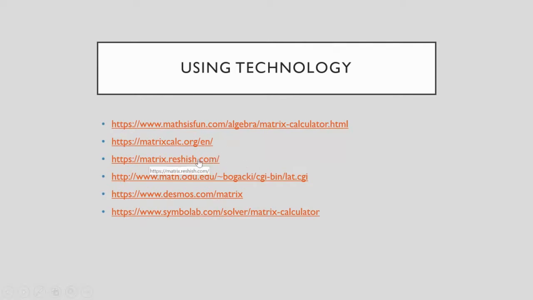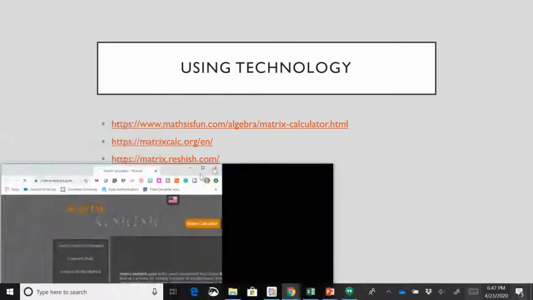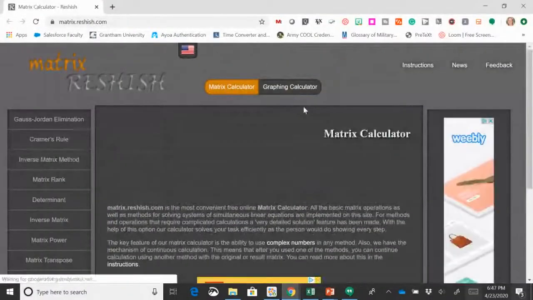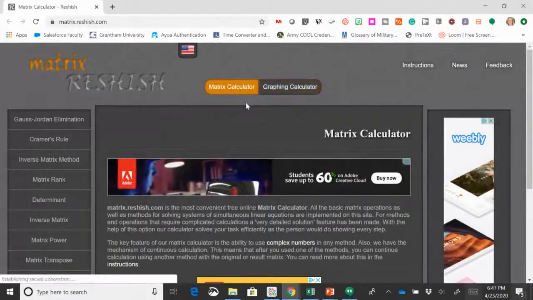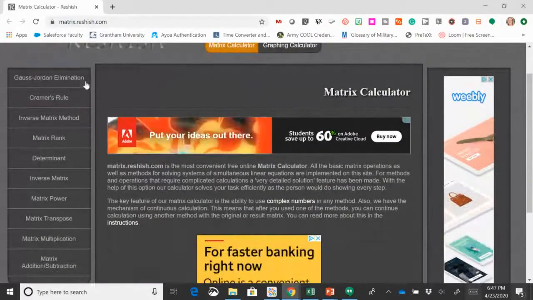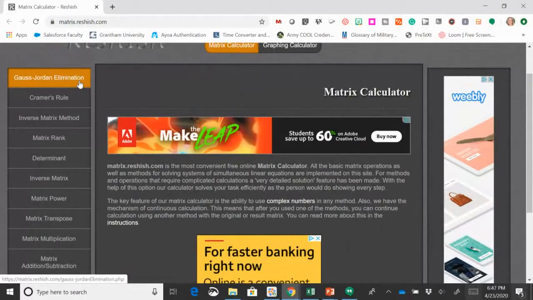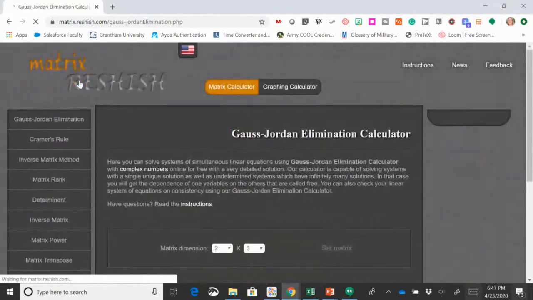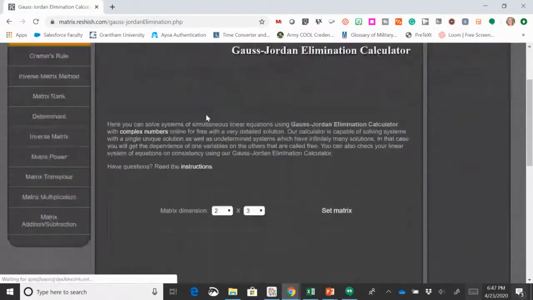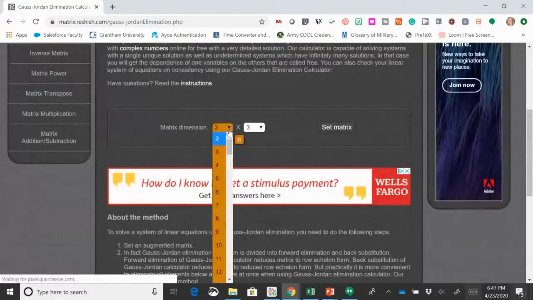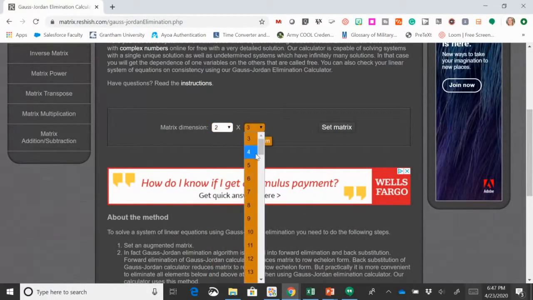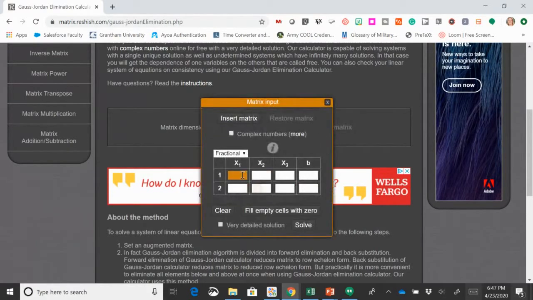So I actually like this one right here, the Reshish. So I'm just going to click on that one, and it opened up on my other screen. So it actually has a graphing calculator as well. So there is an option for Gauss-Jordan elimination, and you tell it basically how big your matrix is. So let's say we have 2 rows, 4 columns, and you click set matrix.